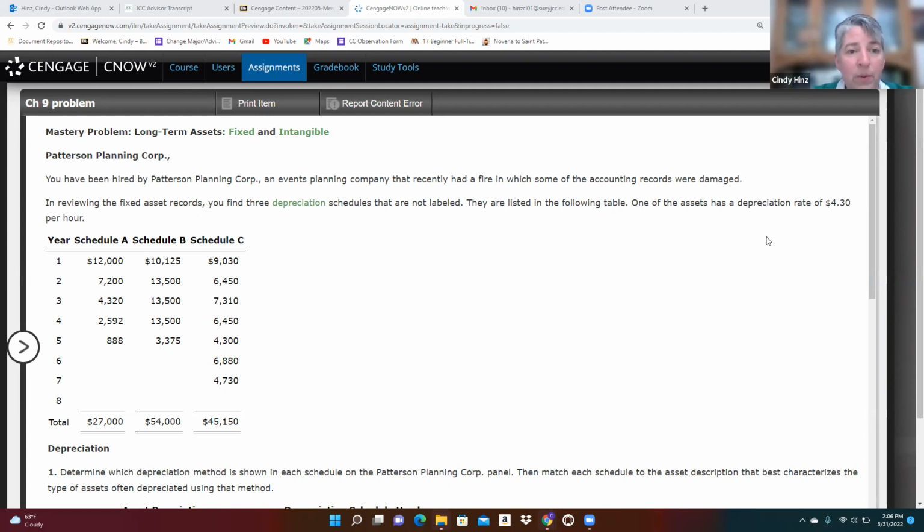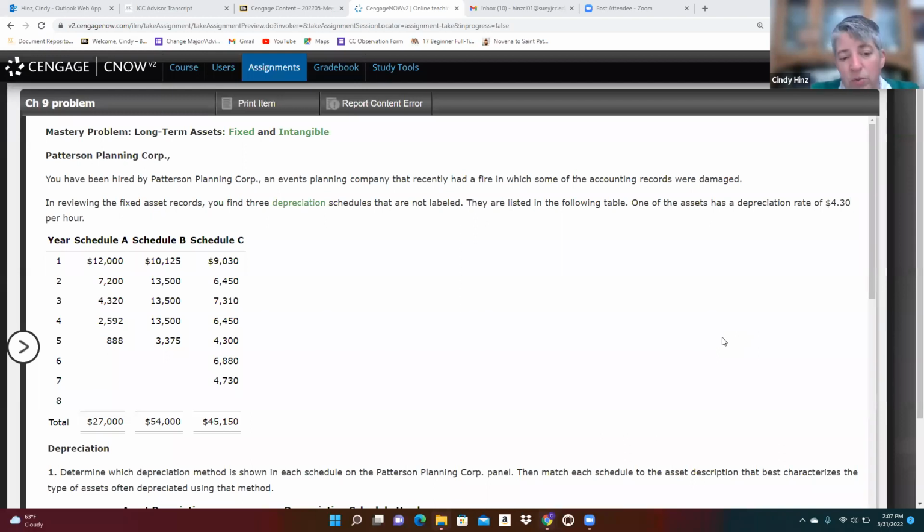So looking at the problem, we're starting with depreciation, and Patterson Planning Company has had a fire, so some of their records were damaged. But what we do have is this depreciation schedule, and we have 3 different assets and 3 different versions of depreciation. One of them tells us the depreciation rate is $4.30 per hour. And so we know when they are recording depreciation based on hours, rather than the passage of calendar time, that would be a production method or units of activity method of calculating depreciation.